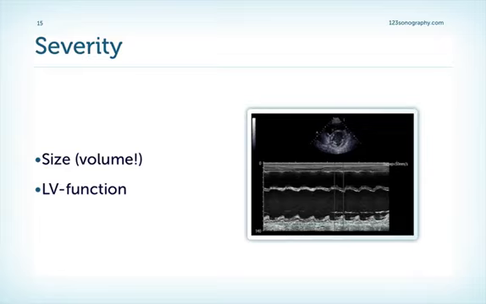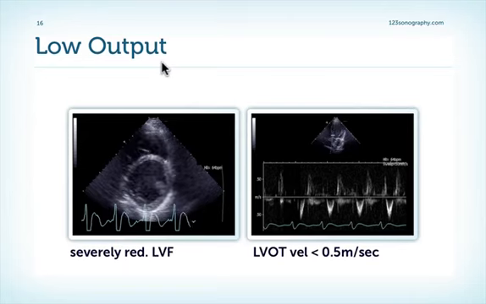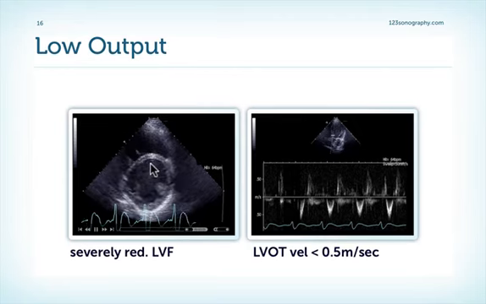To quantify the severity of disease, we can either look at the size, in particular the volume, or at left ventricular function. Here are some examples. This is an M-mode tracing where you can see that the left ventricle is significantly enlarged and that we only have a moderate decrease in the diameter during systole, in other words, a poor contractile function. We already know from the chapter on LV chambers that we can assess left ventricular function visually. This is an example of a patient who has significantly reduced left ventricular function.